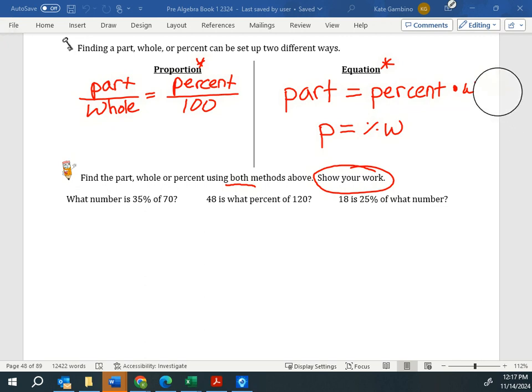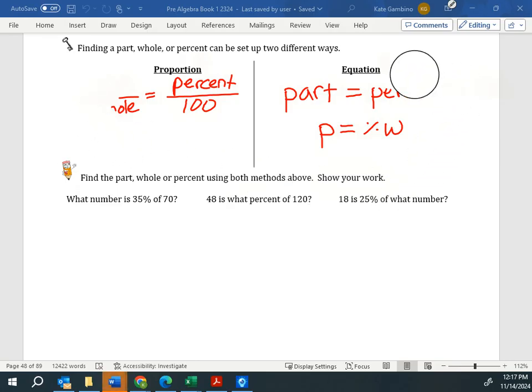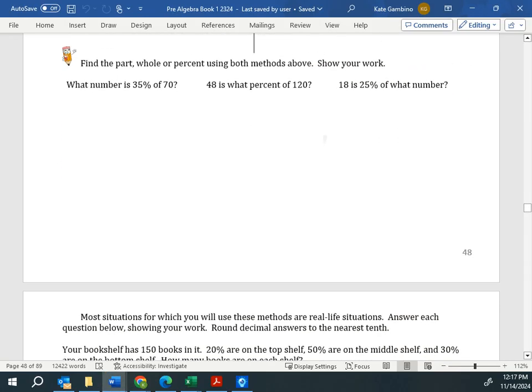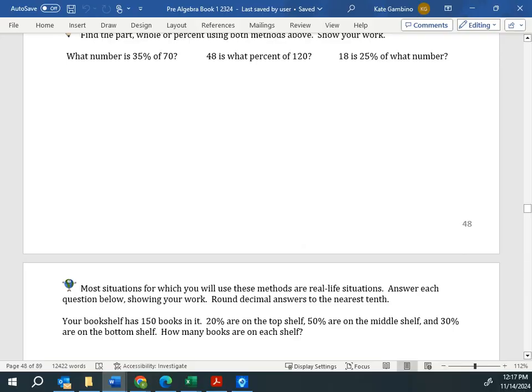So I'm going to erase this so I can scroll up. We're going to practice using both those methods. So what number is 35% of 70? How do you think I should write that proportion? Luke? 35% times 70. Proportion, I said we're going to do first. There are two different ways to do it. We're going to come back to your way when we do the equation method. Who thinks they know the proportion method? Claire?